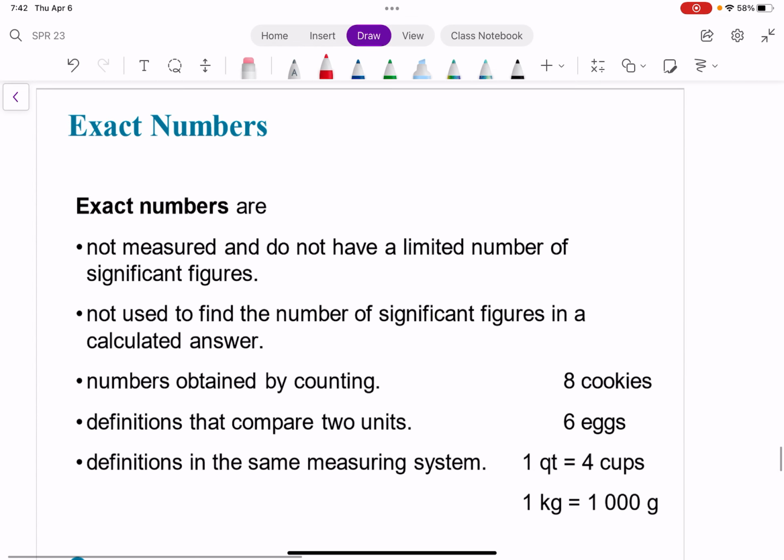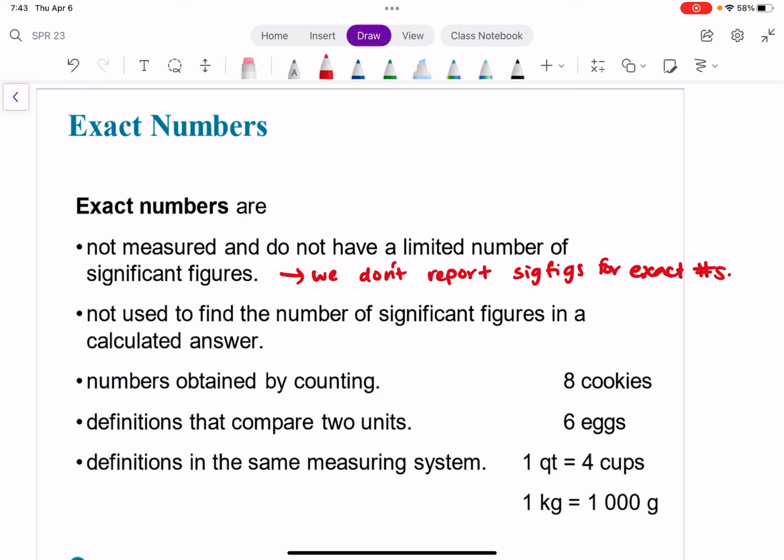I know this is getting kind of long. So exact numbers. Exact numbers are numbers that are not measured and do not have a limited number of sig figs. So we don't report sig figs for exact numbers is another way of saying that. And I'm actually going to write that down. We don't report sig figs for exact numbers.